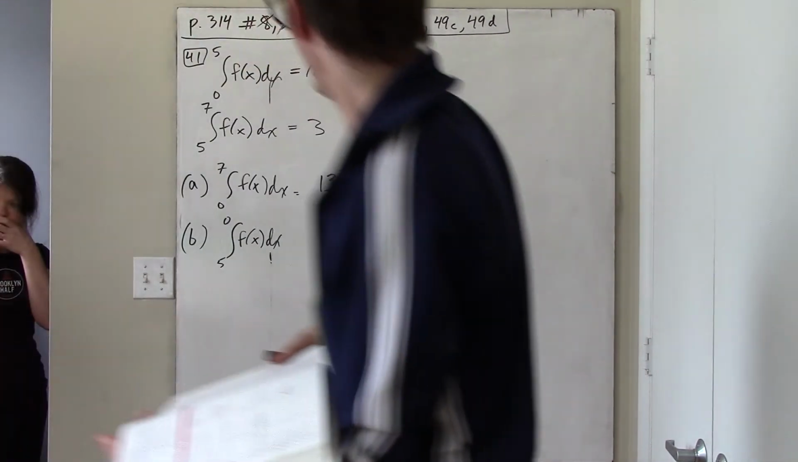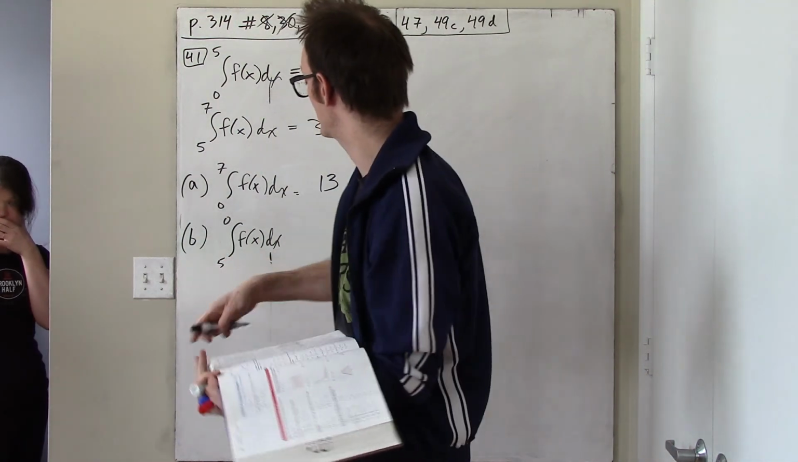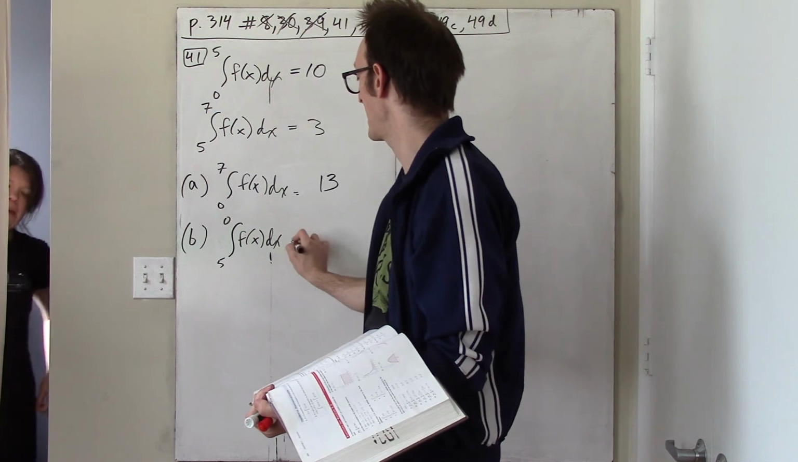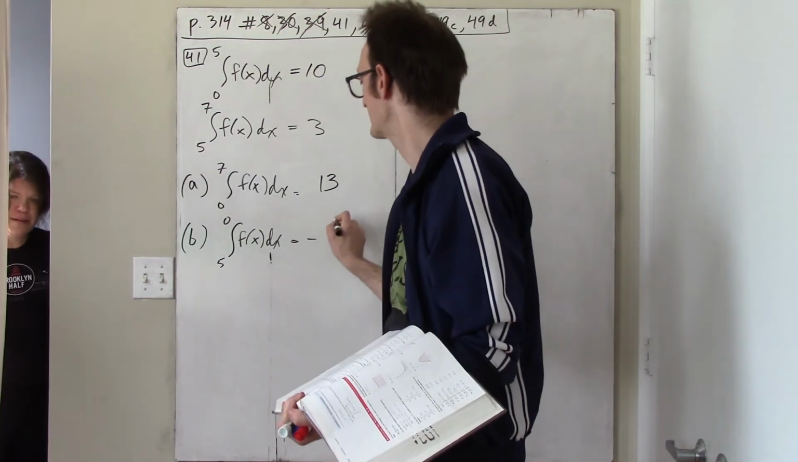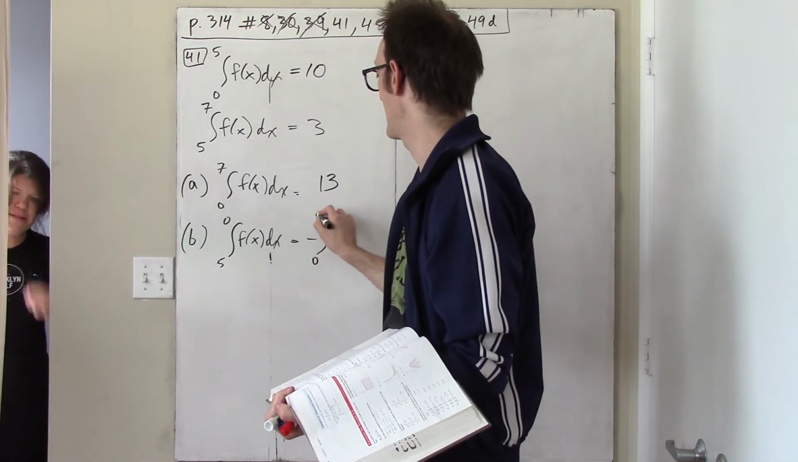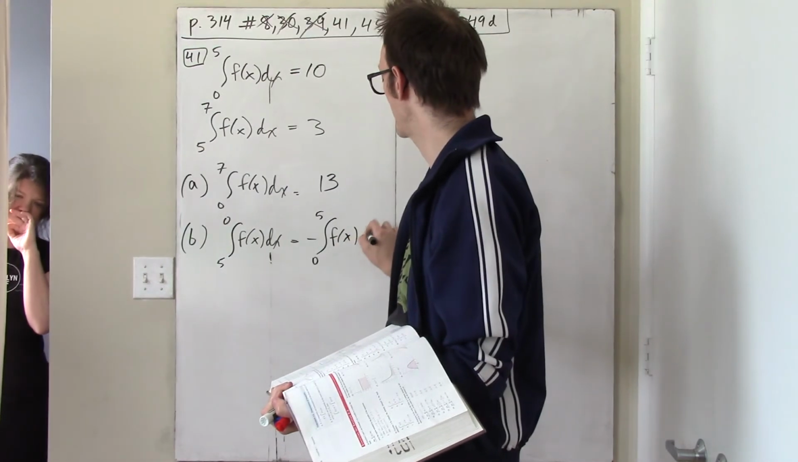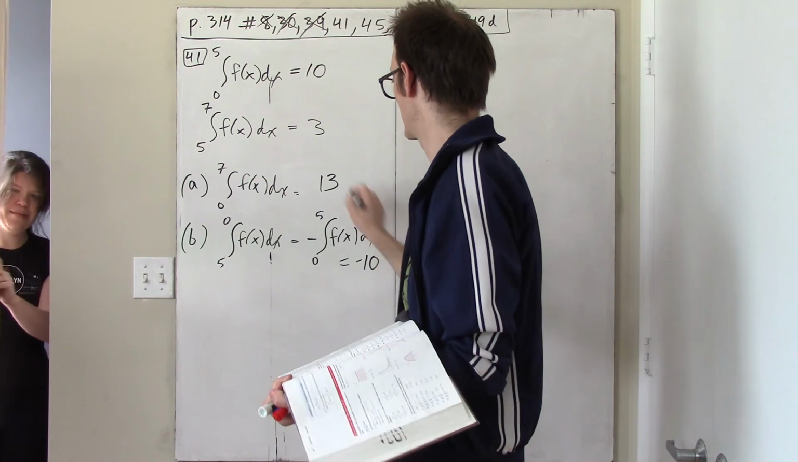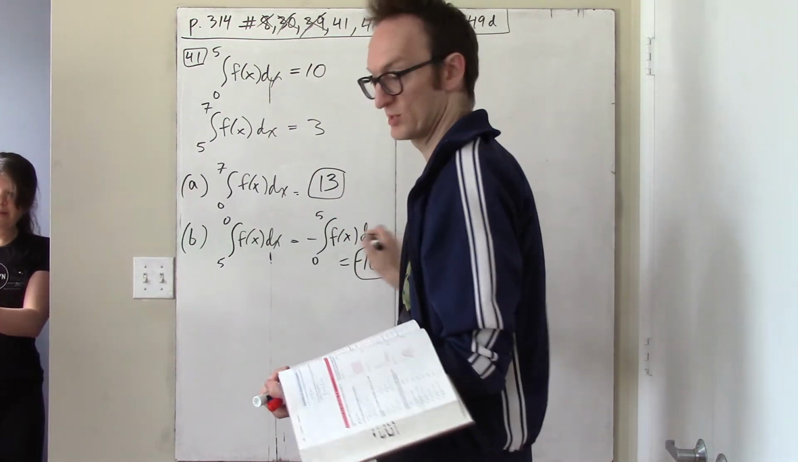Okay, so what's the integral from 5 to 0? Well, I think what you should do here is just recognize that this is just the opposite of the integral from 0 to 5. By that integral property that we discussed in the previous video, this is 10, so this answer is just negative 10. That's all you were supposed to do there.